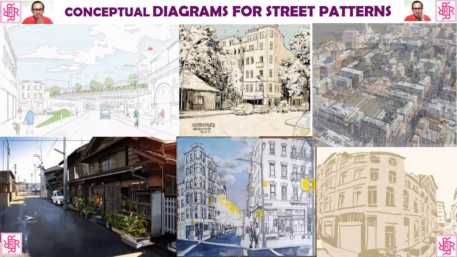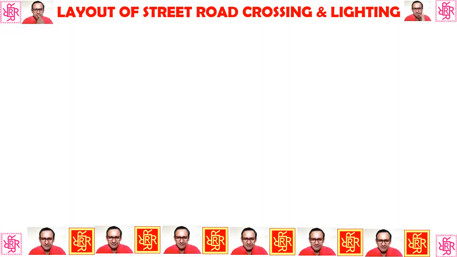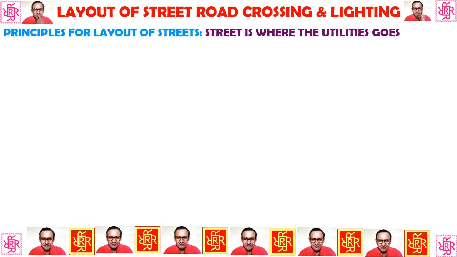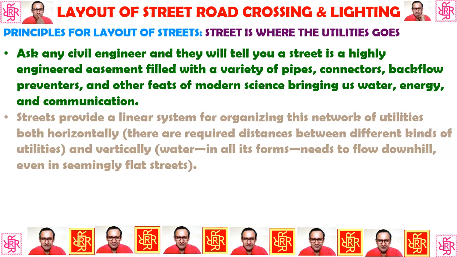So let's go ahead and look at the further details of street design, layout of the street, road crossing, and lighting. Now let's discuss the principles for the layout of the street. The first principle is that the street is where the utilities go. As an engineer, you must know that utilities are very important. Ask any civil engineer and they will tell you a street is a highly engineered easement filled with a variety of pipes, connectors, backflow preventers, and other feats of modern science bringing us water, energy, and communication.